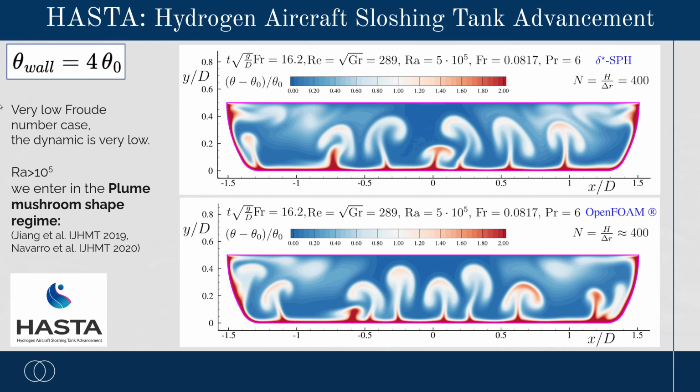This slide shows a comparison at the initial stage of the flow between delta star SPH and OpenFOAM, which is a well-known finite volume solver. Both solvers capture the formation of the characteristic mushroom-shaped plume in the flow.